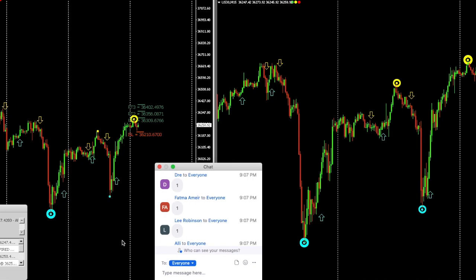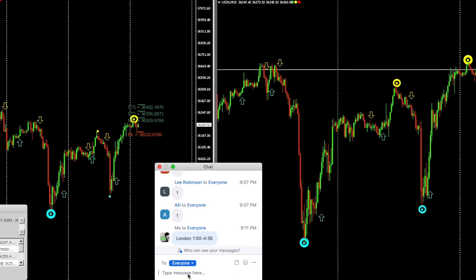So again, London. Let me type this here. London, 150 to 430. We'll just say 430. But again, I'm primarily going to charts from 2 to 4. But sometimes moves can play out earlier. Like I said, sometimes the market can move at 1 o'clock.